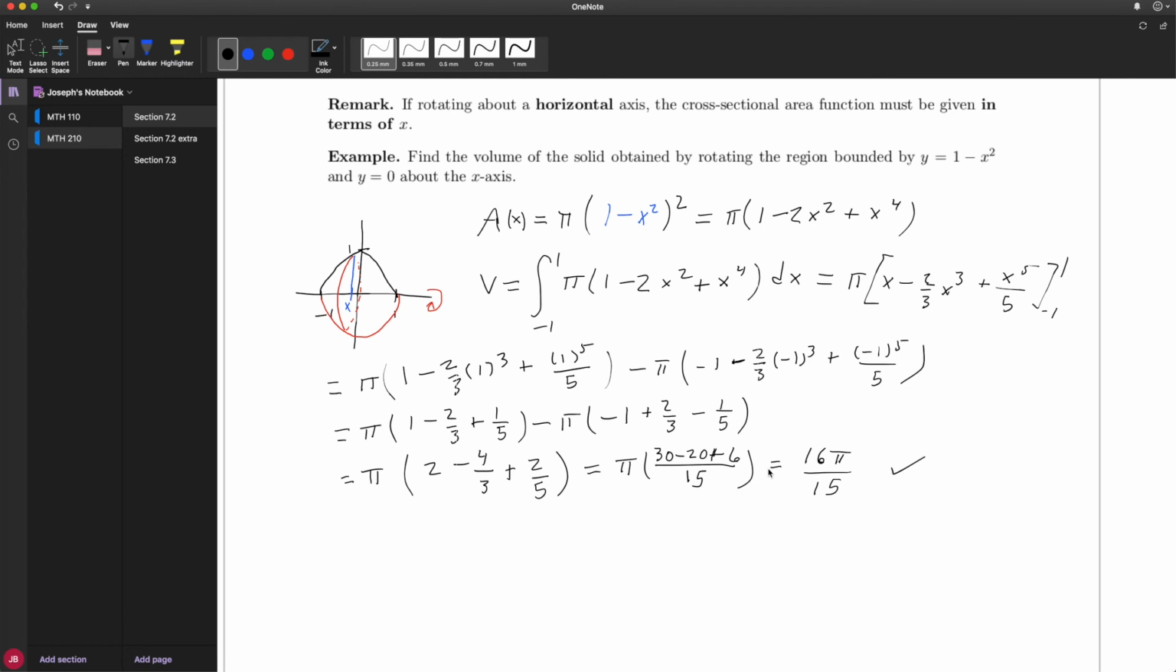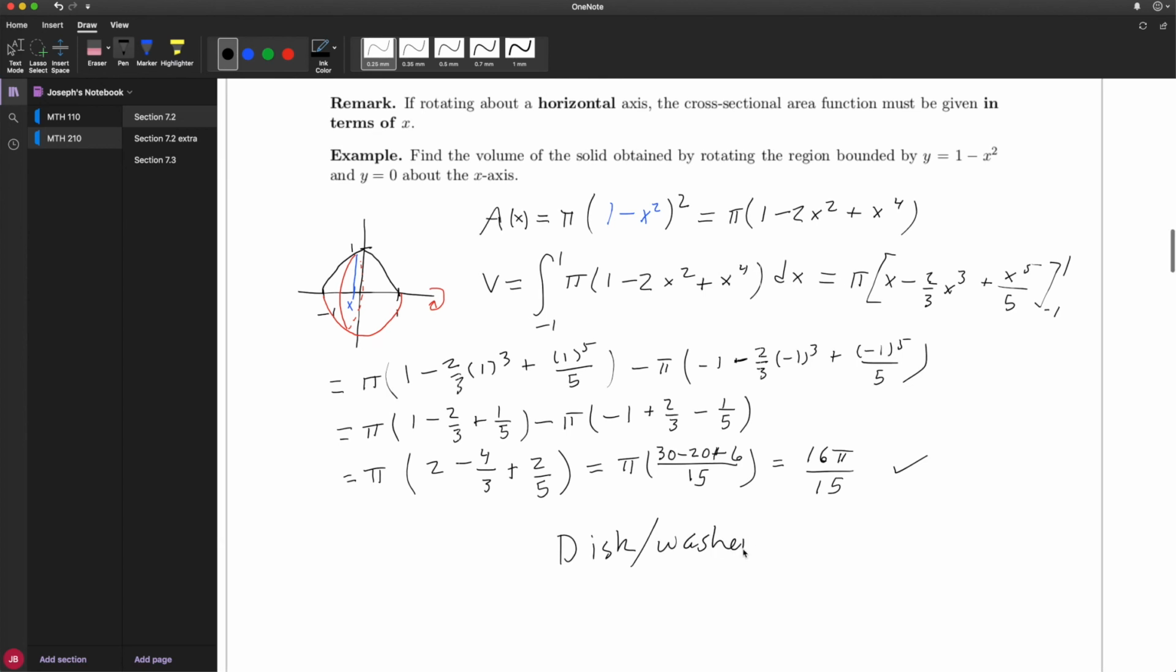Okay, that's our first video. Next, we'll be doing page 41, where we learn how to use what's known as the disk washer method. That's what this is called. Disk washer method, but for rotating about a vertical axis now. So we'll be rotating about the y-axis in the next video.